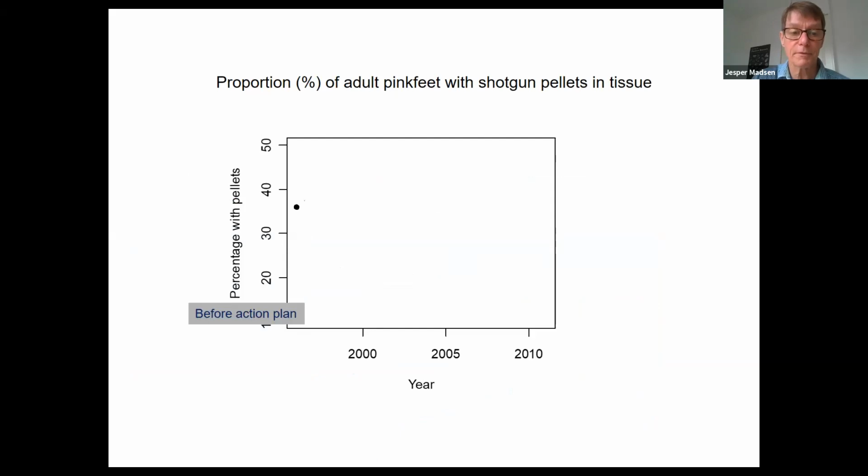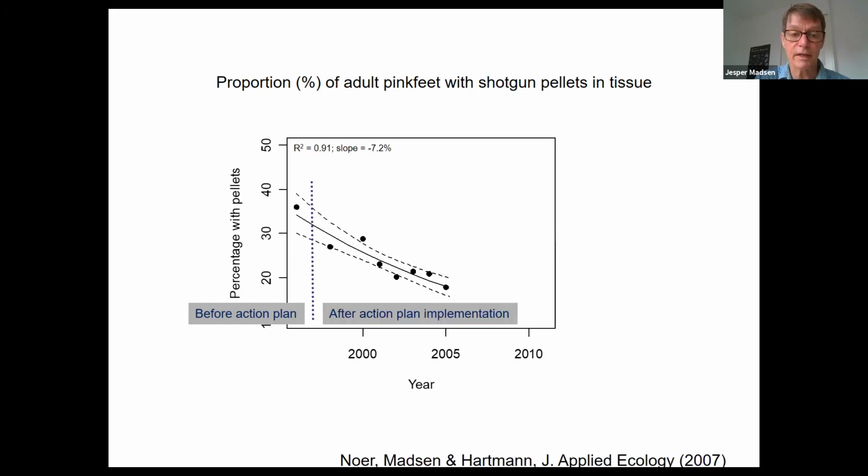And when we looked at what happened before and after the plan was implemented in 1996, here you have the percentage of adult pink-footed geese with pellets in their tissues before the action plan was implemented, which means the birds that we had been X-raying from 1990 up to 1996, on average 36%. Then we had the action plan in 1997, and you see an immediate decline. Here we have the adults that declined by a rate of 7% per year in the subsequent 8 years. And if I'd shown the percentage of decline in the juvenile birds, which is based on a smaller sample, you see an immediate decline after the implementation of the action plan.